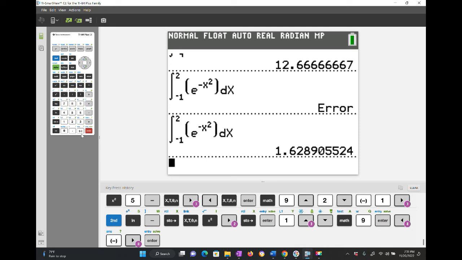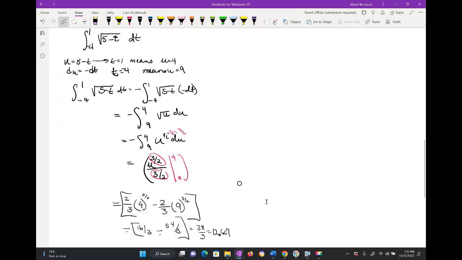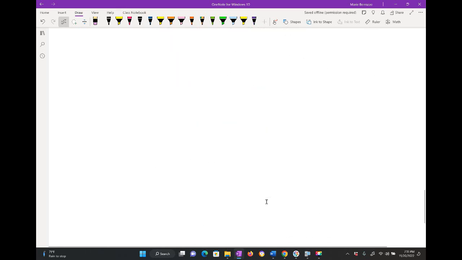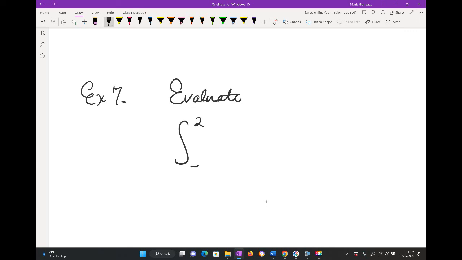So that was example 7. Let me show you what that question looked like. So question number 7. I wanted to get these out of the way so we could talk about the application questions. They're asking you to evaluate, and then they're giving you again 2 and negative 1 as the interval, and then this is e to the negative x squared. It could be a regular e to the x, it doesn't matter what it is. They're saying use technology.